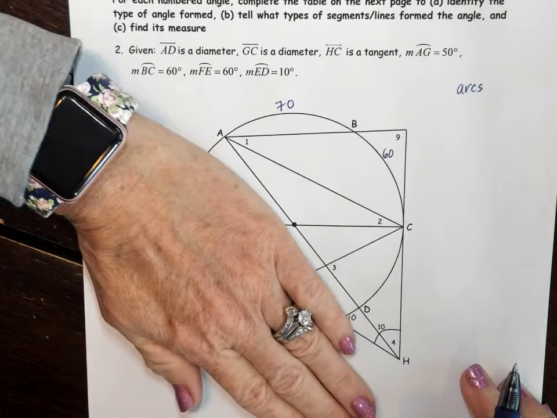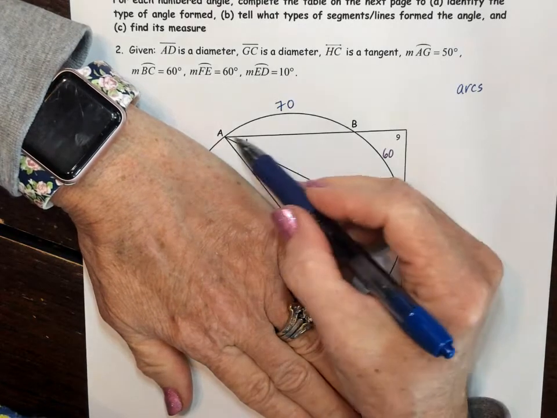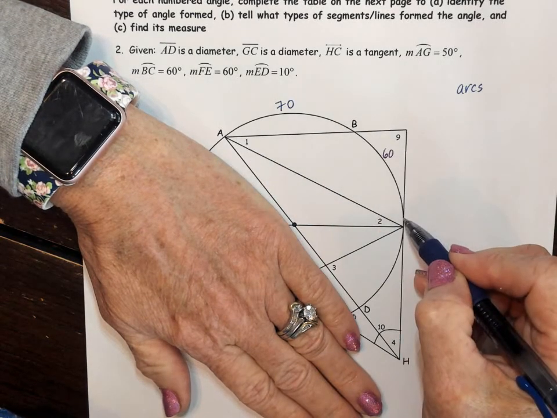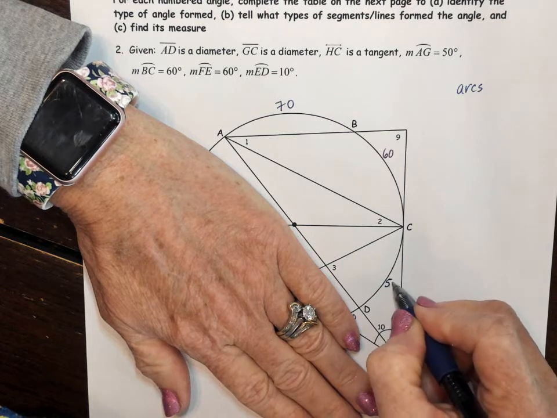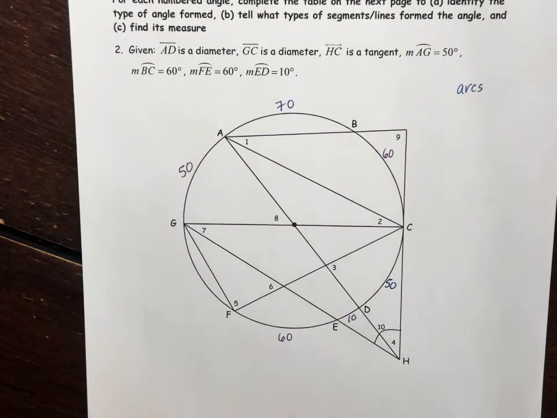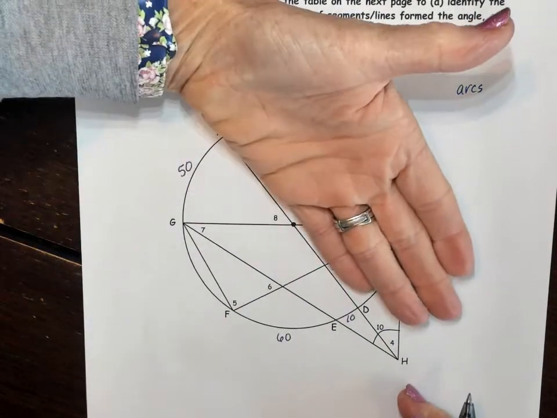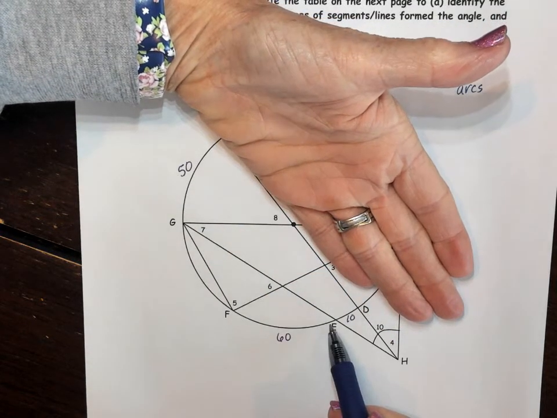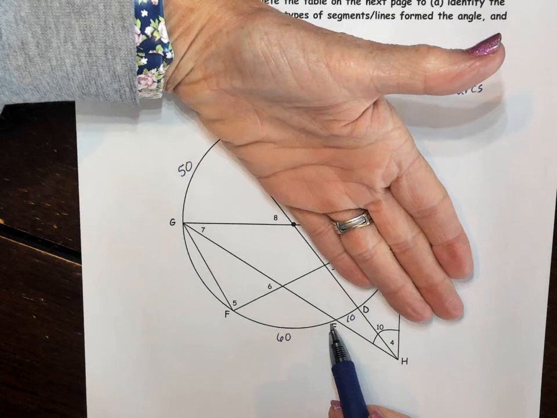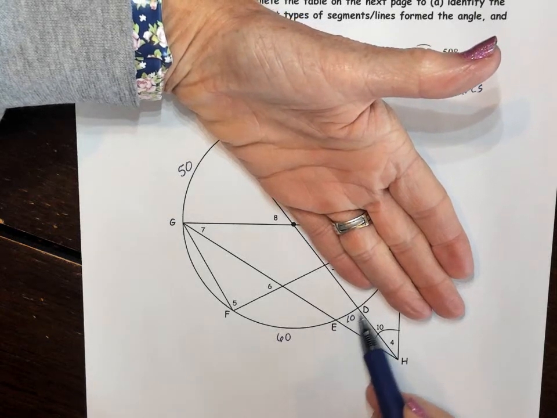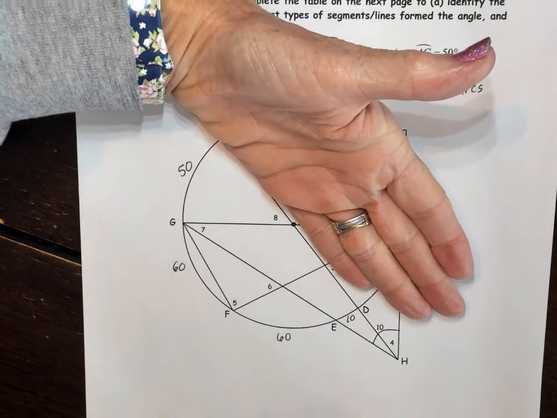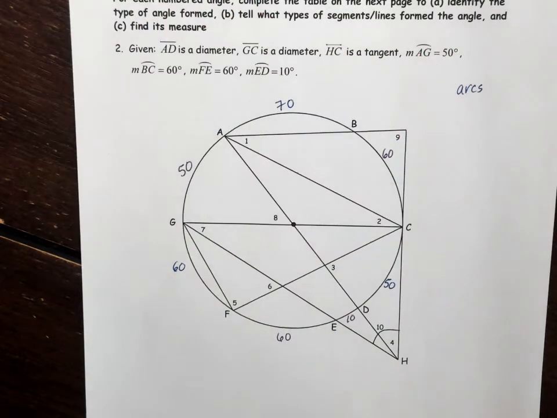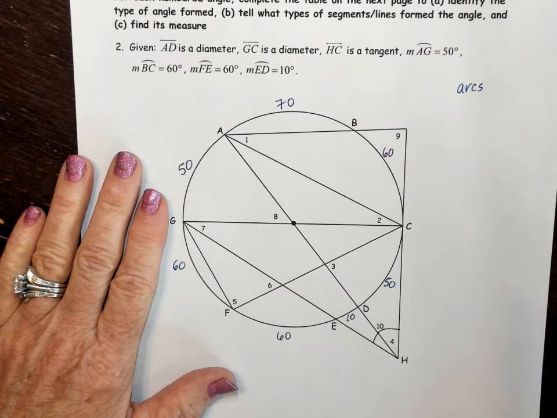Let me go with this diameter here. I've got a 70 and a 60, that's 130, leaves 50 here. And then this half, I got a 50 and a 60, that's 110, and this 10, 120, leaves 60 for that one, for GF. All right, so there's all the arcs.